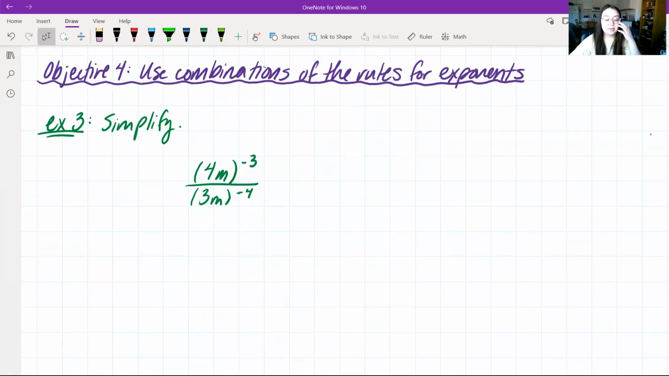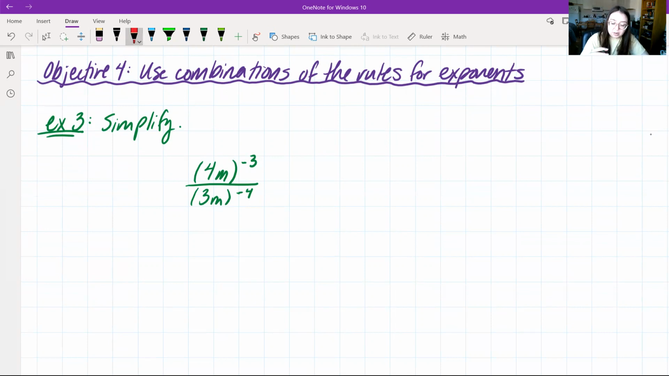So that was our summary. So we're going to do one last problem here. We're going to use combinations of the rules for exponents. So we want to simplify our expression here, which is 4m to the power of negative 3 divided by 3m to the power of negative 4. So we have negative exponents in both cases here, and we need to distribute these exponents as well.